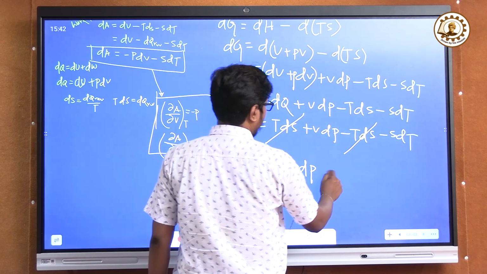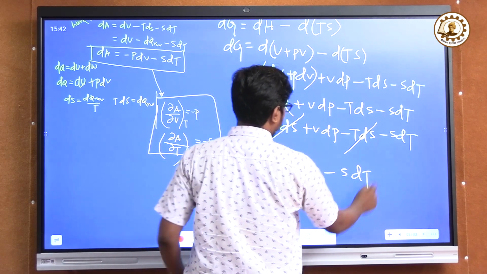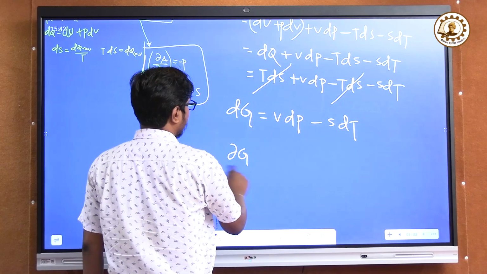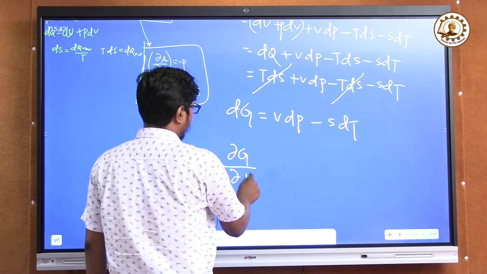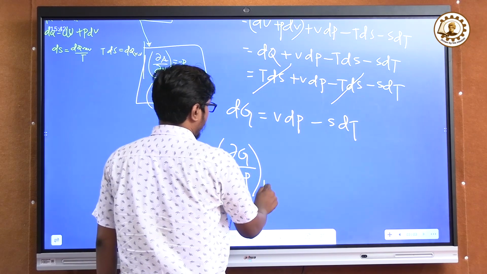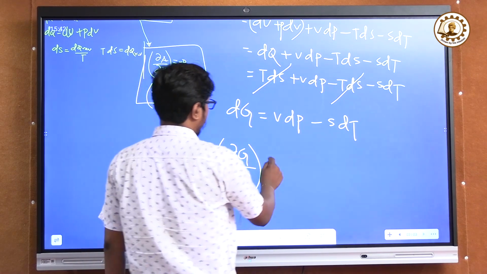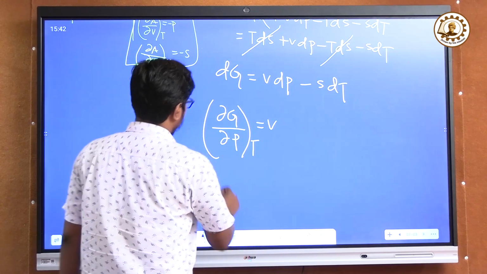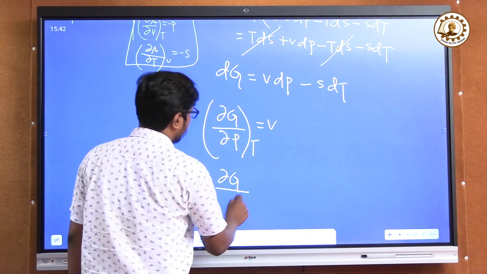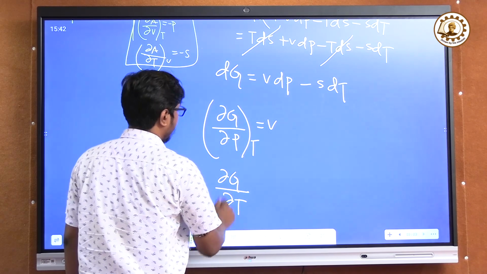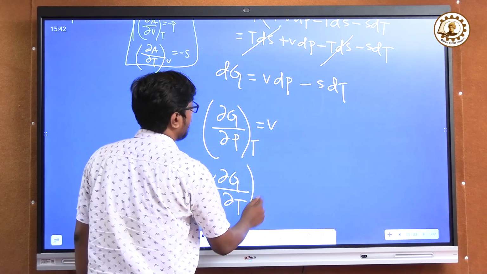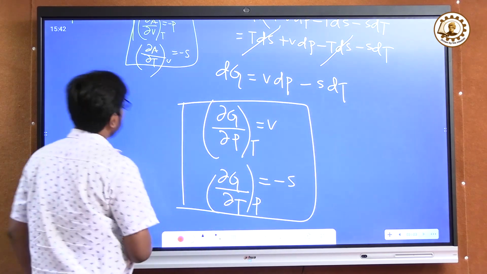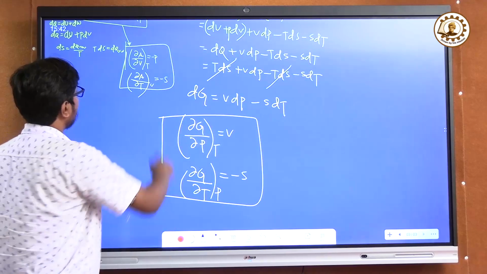So dG equals VdP minus SdT. So del G by del P at constant T equals V, and del G by del T at constant P equals minus S. So these are the two important correlations.